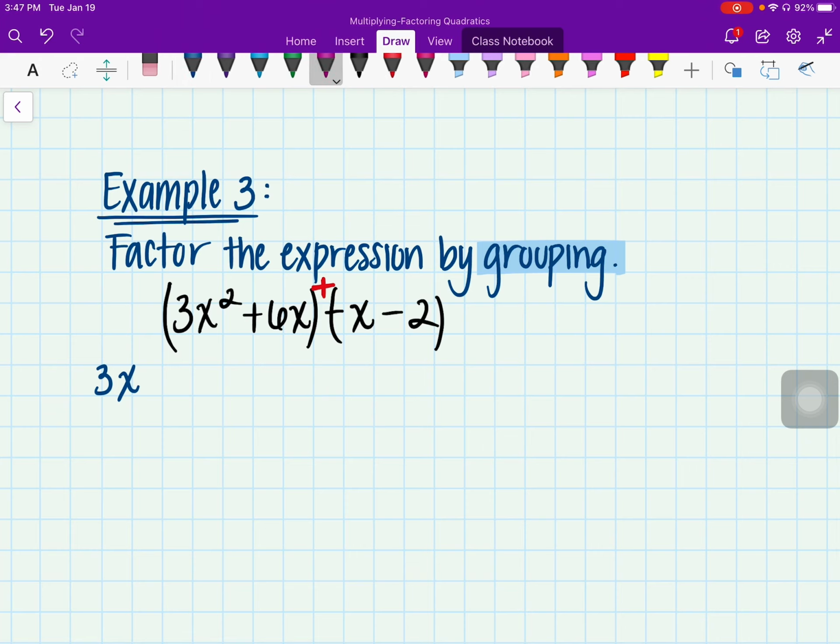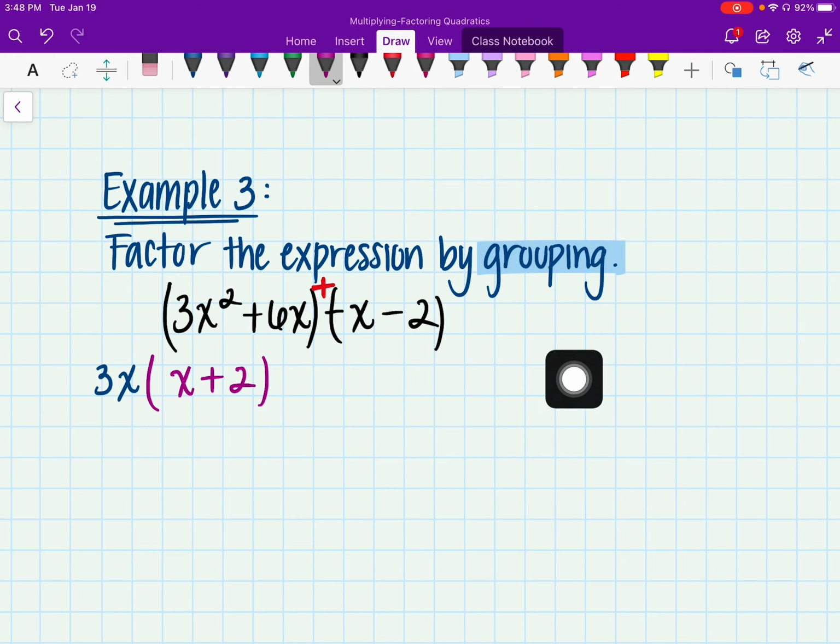And we want to open up parentheses to see what factors we have left. If I have a 3x squared and I divide that by a 3x, we should have an x. If I have a 6x divided by a 3x, that gives us a positive 2.